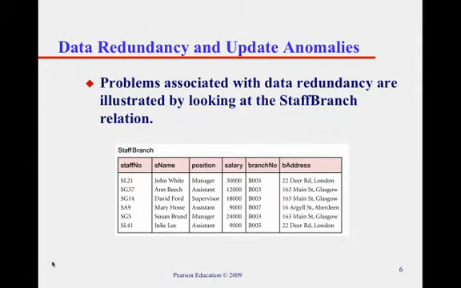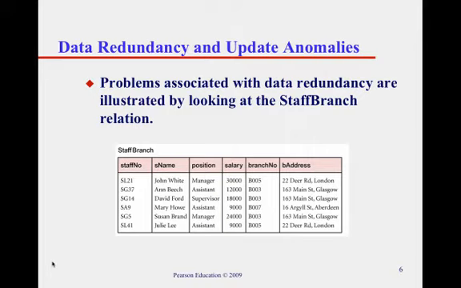Okay, so I gave you all this picture so that you can look at it as we go along. And actually, I need to look at it too. So here you have a bad relation. It has too much information in it. It has both the staff and the branch put together in one relation.